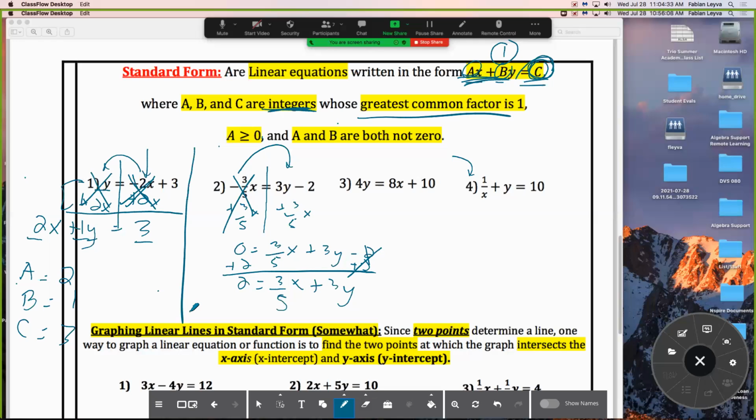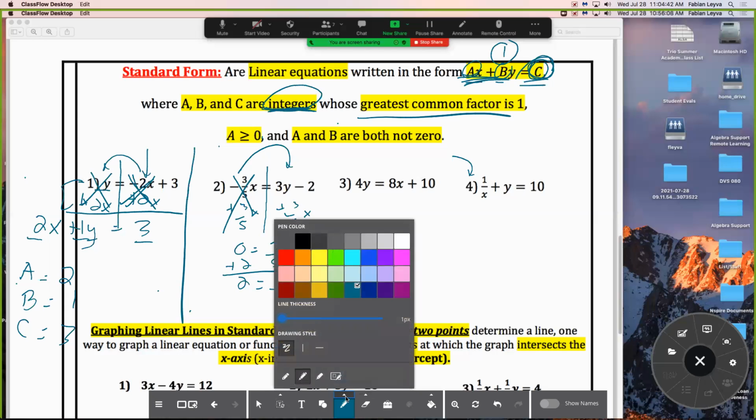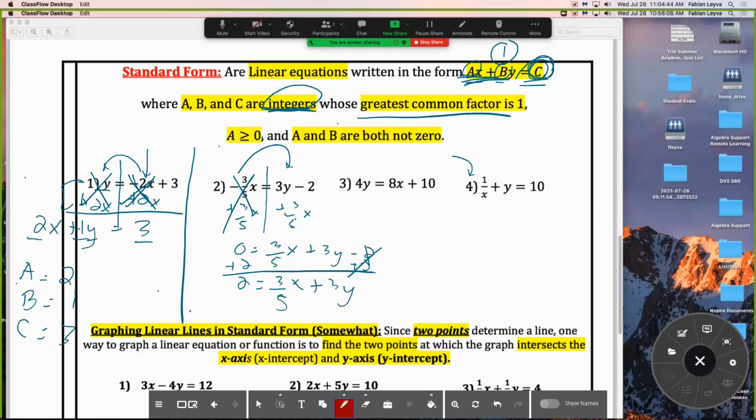Now I am almost there. I have my x and y on the same side, but notice that my a, b, and c are not integers. Now remember, integers are just whole numbers. So unfortunately, I have to get rid of that fraction. Luckily for us, we have some experience with getting rid of fractions.